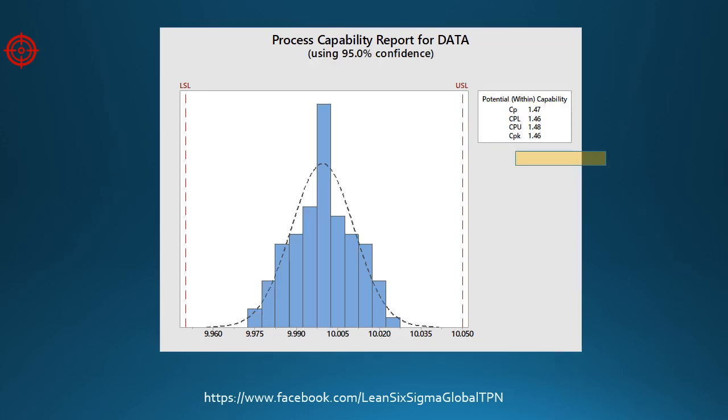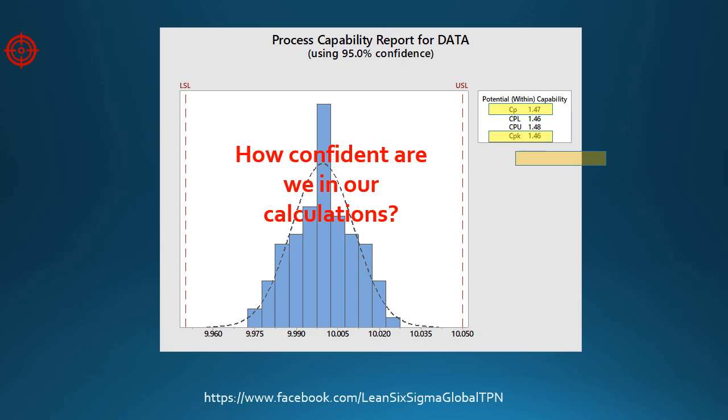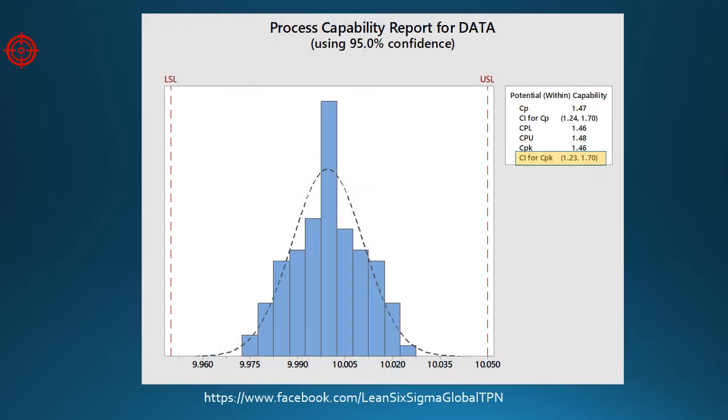We've calculated Cp and Cpk for several datasets, but how confident can we be that these capability indices accurately describe the process? Confidence intervals provide the margin of error for capability indices.